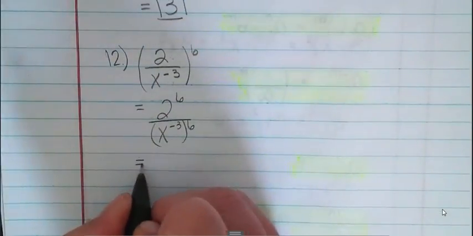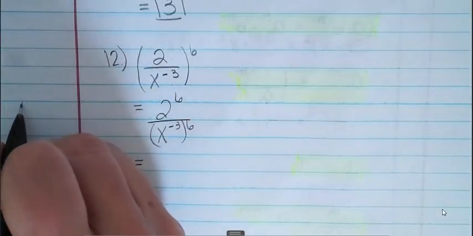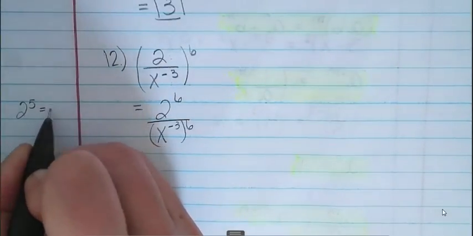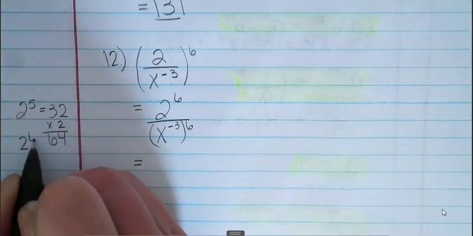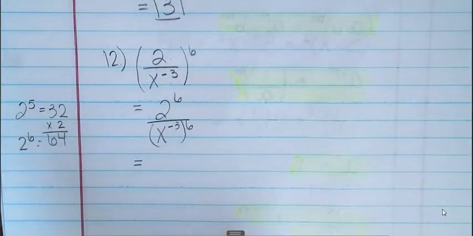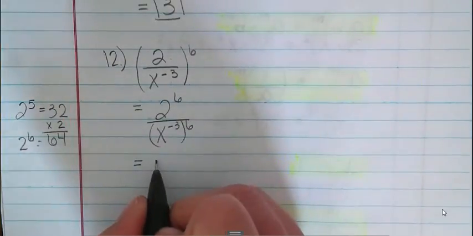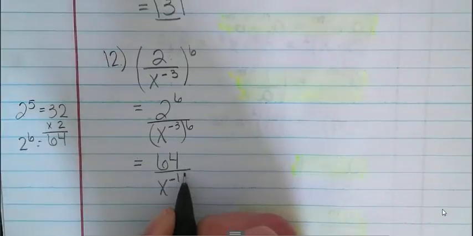Okay, from there, well, 2 to the 6th power. Let's see, 2 to the 5th power is 32. So that might be something that you want to memorize. And then I need to multiply that by 1 more 2. So that 2 to the 6th power is 64. So on top I've got 64, and on the bottom I've got x to the negative 18.